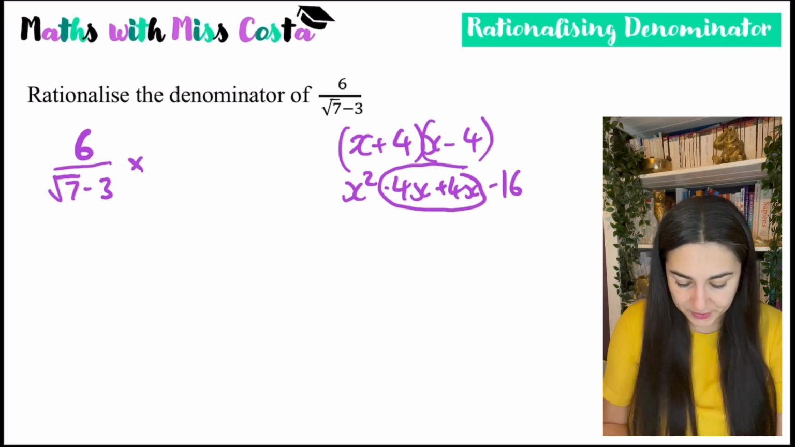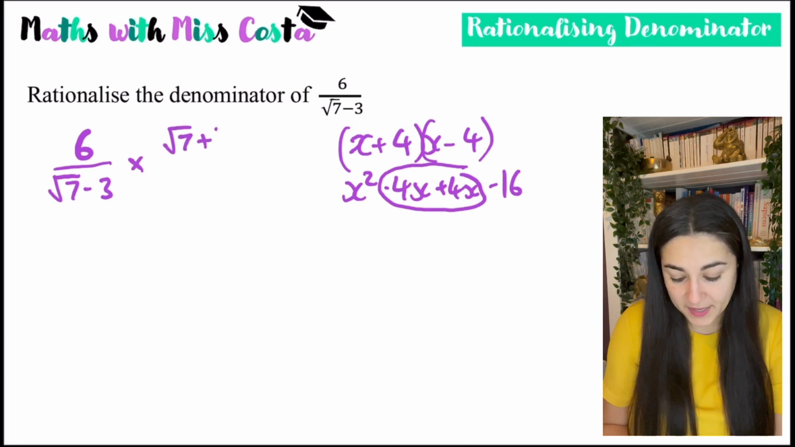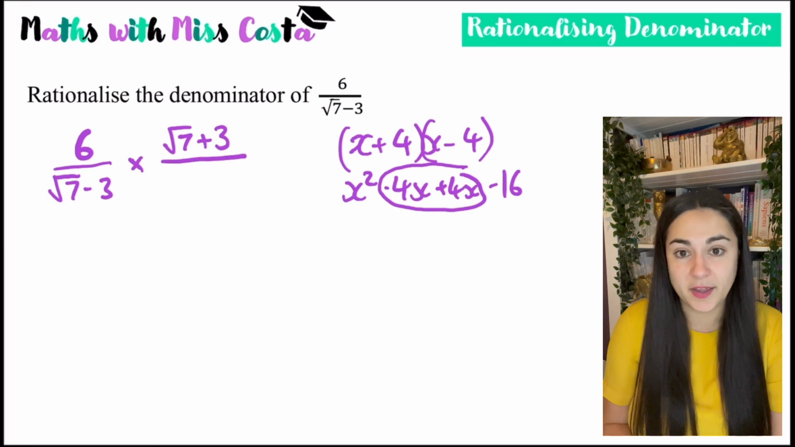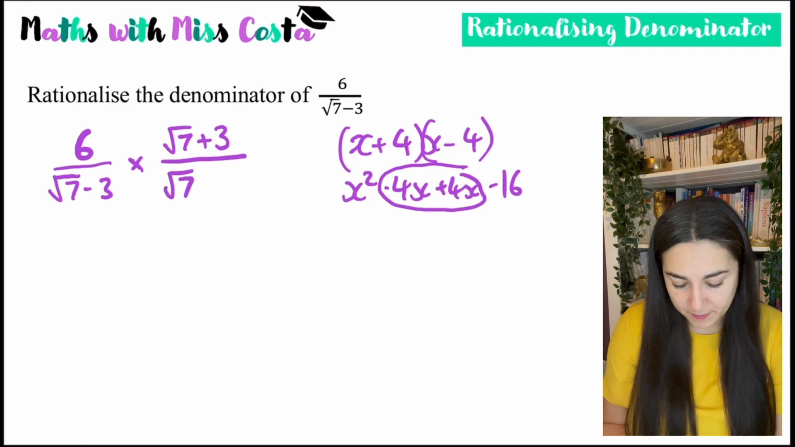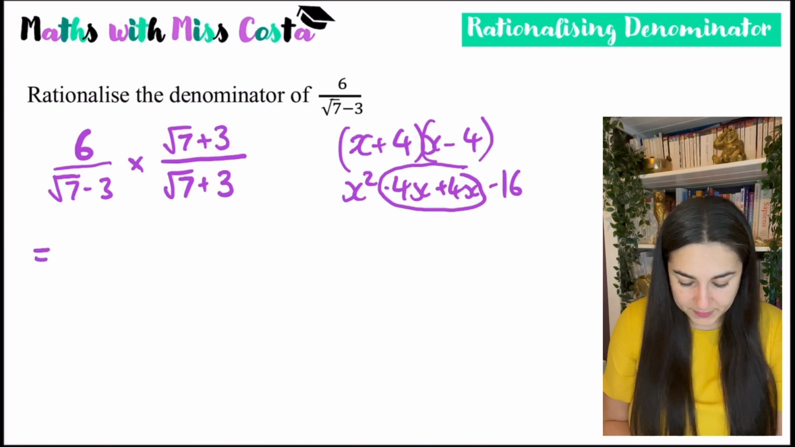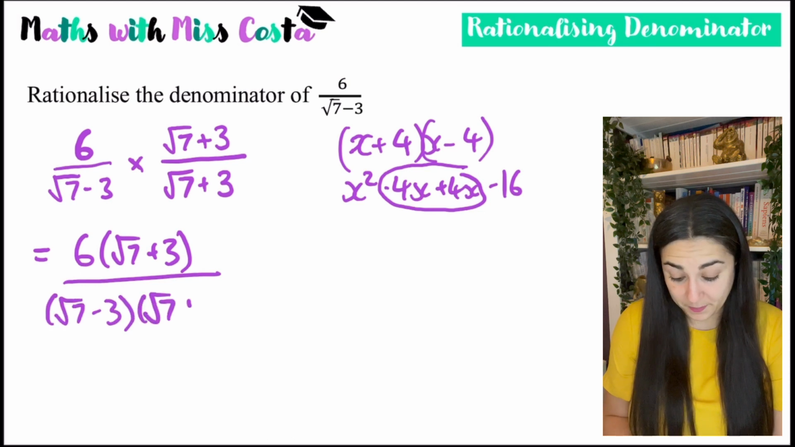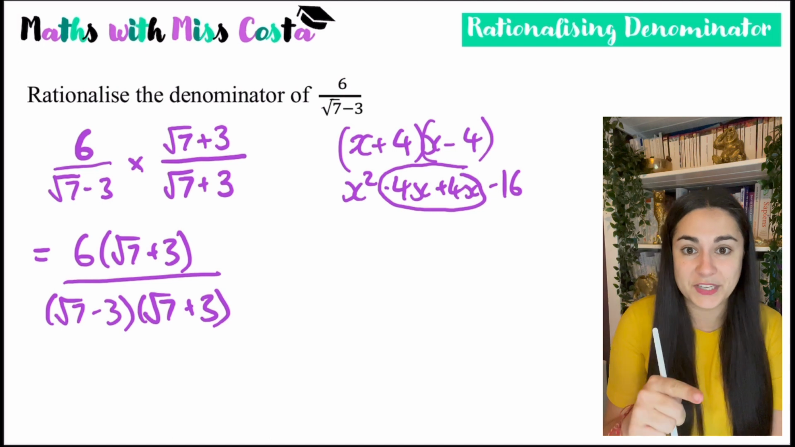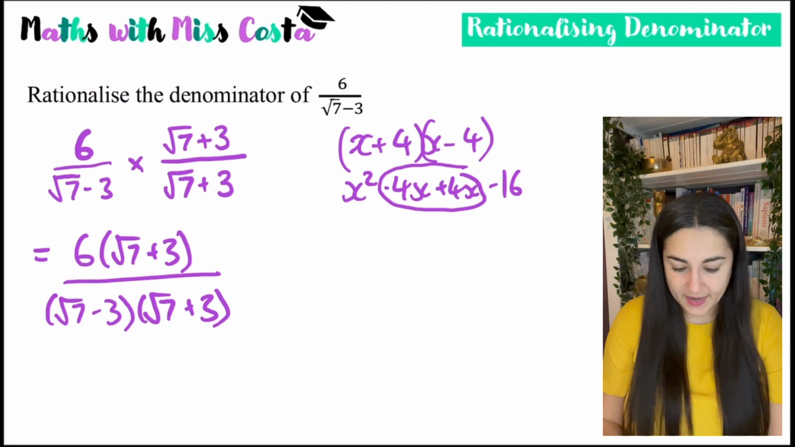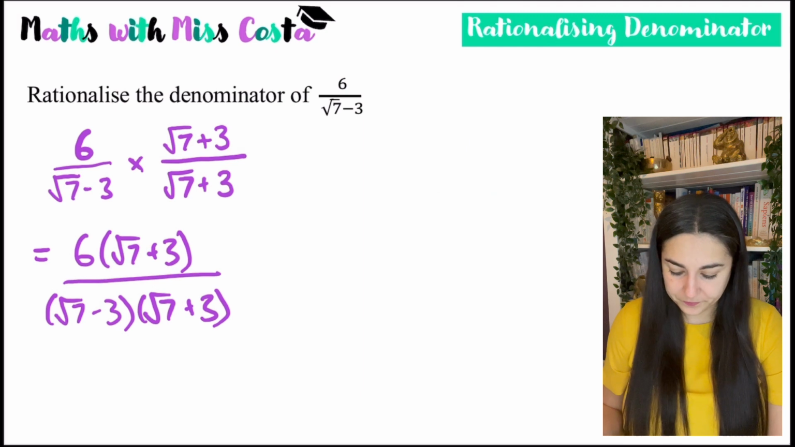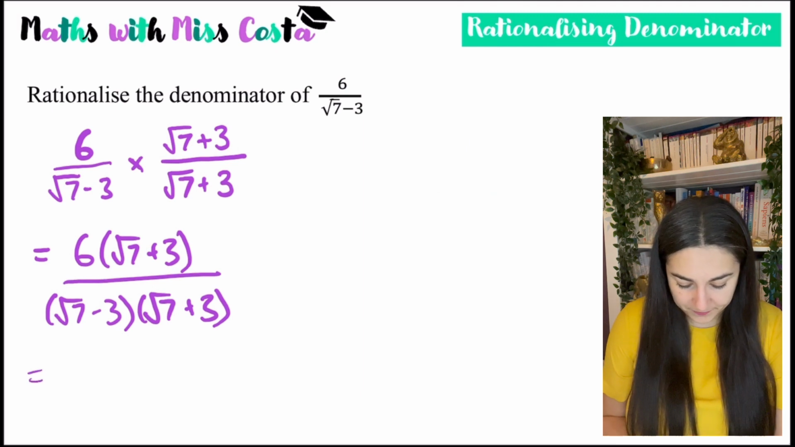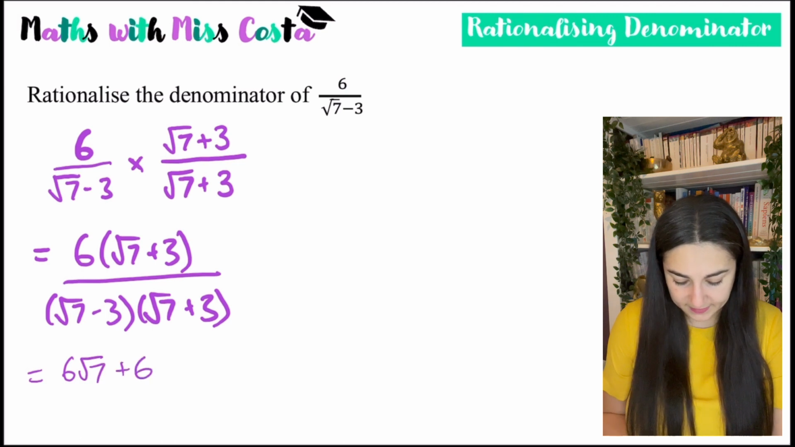So let's see this in action. We're going to multiply that by root 7 plus 3. So the conjugate is literally the same terms, just switch the sign. So multiply by root 7 plus 3. That would give me 6 brackets root 7 plus 3. And then over here, root 7 take 3, root 7 plus 3. Now, if this is a little bit confusing, once again, watch the video on expanding double brackets with surds. But we're just going to go full steam ahead. So that would become 6 root 7 plus 6 times 3, which is 18.